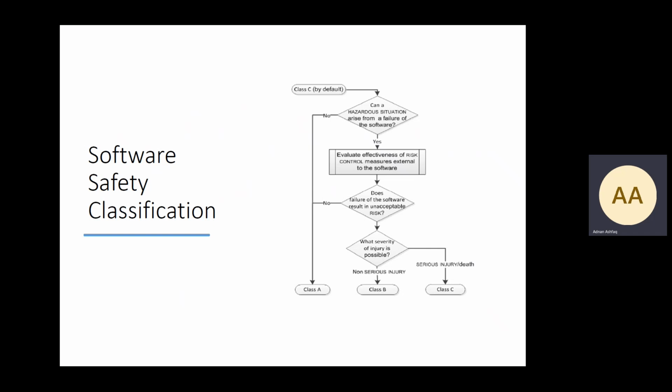And these questions are very important. Can a hazardous situation arise from a failure of the software? If it's yes, then evaluate the effectiveness of risk control measures external to the software. There's something missing, because in the standard there is a definition of what it means to be external to the software, and that's really important because it comes up in my conversations all of the time.